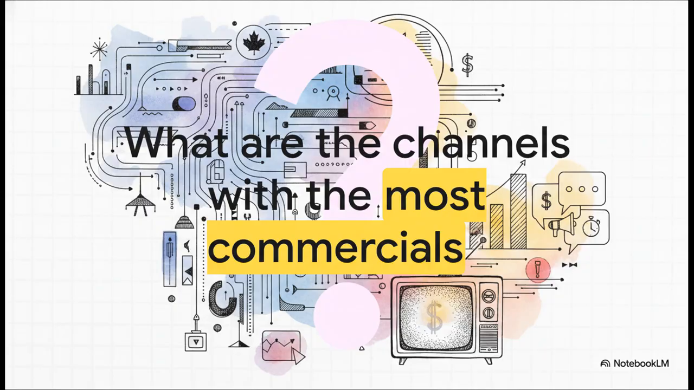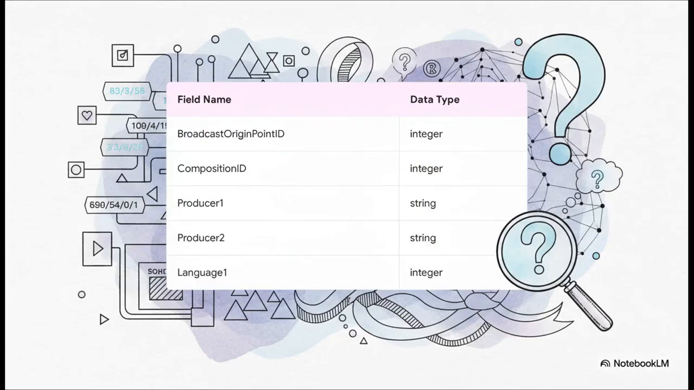Every good investigation starts with the evidence, and here's what we've got to work with, a look at our data structure. We see a bunch of IDs, producer names, languages, but wait a second. There's no column here that just says commercial. So how are we supposed to find our answer?